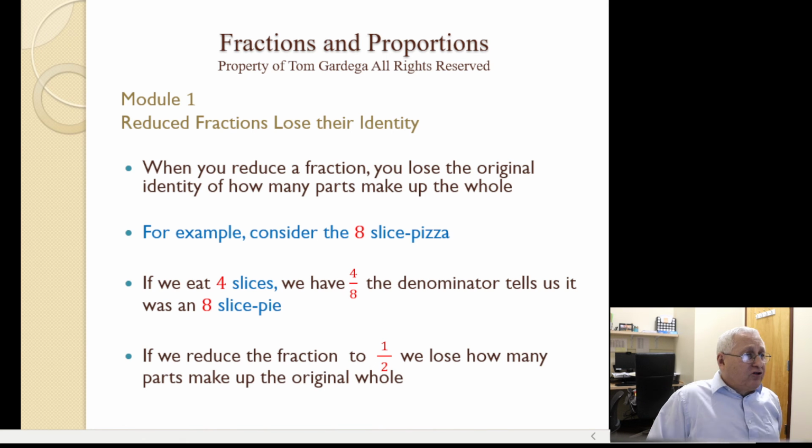When you reduce a fraction, though, you lose the original identity of how many parts make up the whole. For example, consider the 8-slice pizza. If we eat 4 slices, we have 4/8. The denominator tells us it was an 8-slice pie. If we reduce this fraction to 1/2, we lose the amount of how many parts make up the whole. 1/2 could have been in a 6-slice pie, 3/6. Here we have an 8-slice pie. We lose that value.